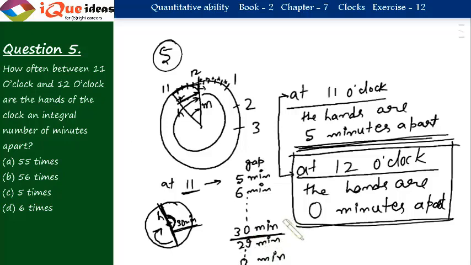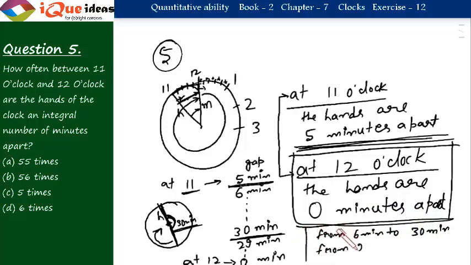Now look at this very, very carefully. At 11 o'clock, it was a 5 minute gap. At 12 o'clock, it is a 0 minute gap. And during this period, the gap has gone from 5 minutes to 30 and then to 0. So if I am only counting the gaps which are integral in terms of minutes, it will be all the integer values from 6 minutes to 30 minutes.